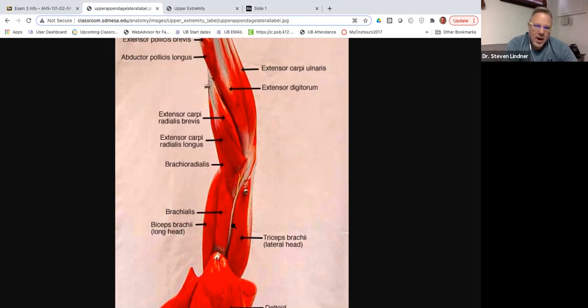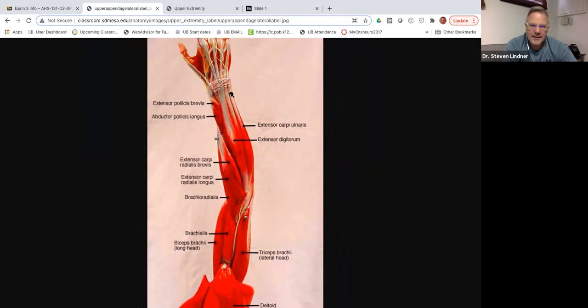Now we're looking at the arm. This is anterior, this is posterior, right? Because we're looking at it with the hand in this view. So you can see a little bit of the biceps brachii. This is the long head. And then there's a pretty thick muscle that's deep to it called the brachialis.